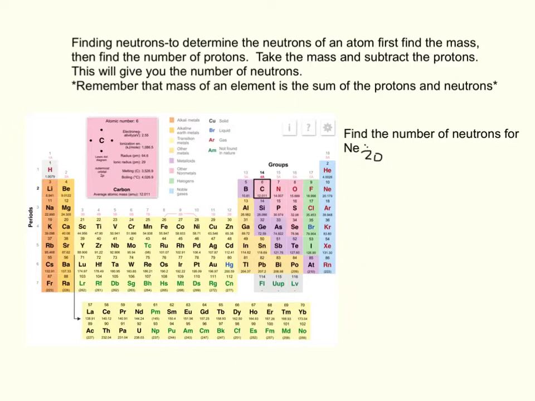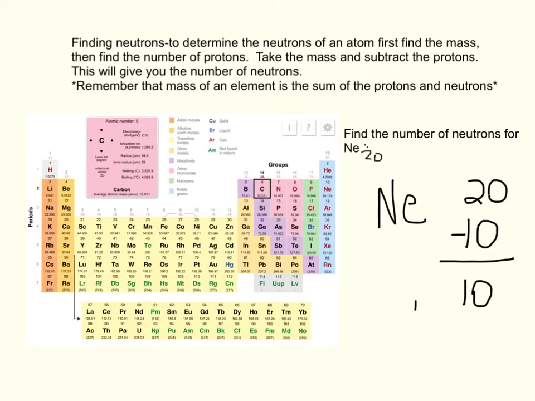Okay, here we're finding neutrons. To determine the number of neutrons of an atom, first you have to find the mass, then find the number of protons. You're going to take the mass and subtract the number of protons, which we know is the atomic number. And this will give you the number of neutrons. Finding the number of neutrons for neon. I gave you neon 20. Neon is atomic number 10, so that's how many protons it has. And we know it has a mass of 20 because I gave that to you. All you're going to do is subtract, and that's going to tell you that it has 10 neutrons. All right, that's pretty easy.